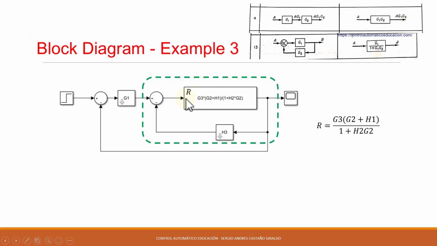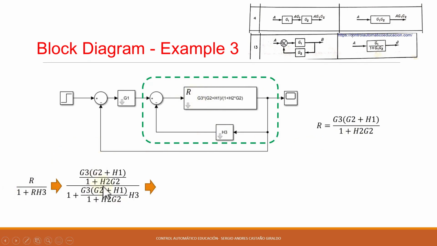So let's do the feedback calculation, which would be the forward block. In this case, which one is the forward block? R divided by 1 plus the forward block times the feedback block. In other words, 1 plus R times H3. If we do that, the forward block is R divided by 1 plus R times H3. Let's substitute the value of R. This is the value for all of this.